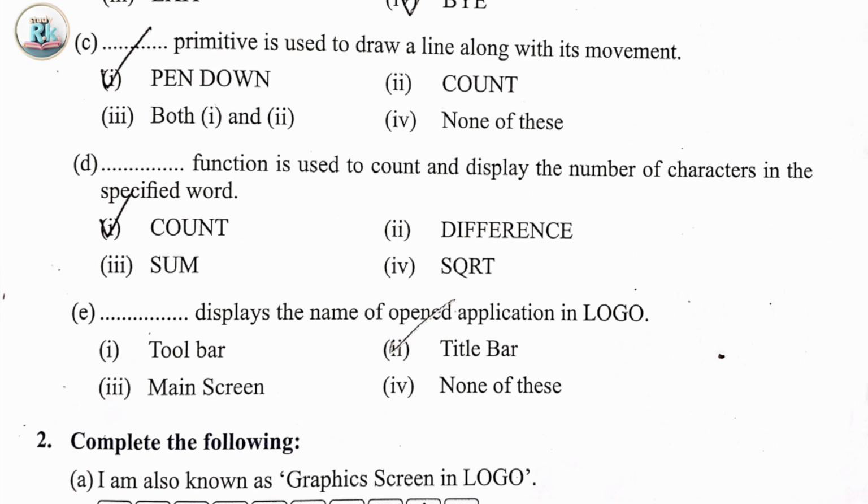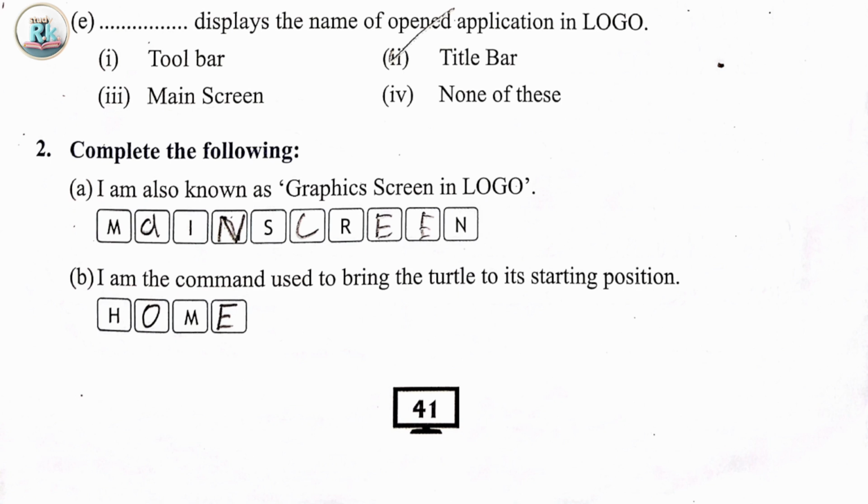E. Blank displays the name of opened application. Answer. Title bar. Title bar shows the name of the opened application at the top of the window. Question 2. Complete the following. A. I am also known as graphics screen in Logo.